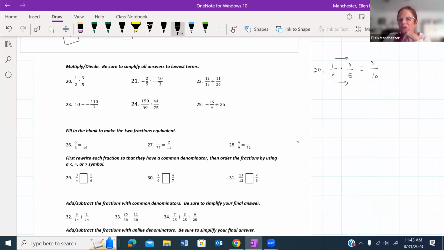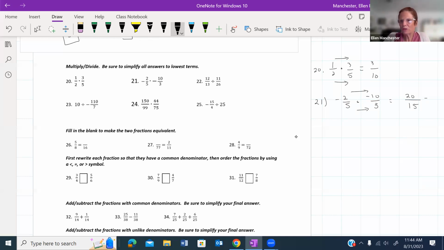Now, what I like to do is I always like to see if there's anything that I can do, what's called cross-canceling. Cross-canceling is reducing before you multiply. So when I multiply straight across here, I get 3/10. That's simplified, reduced down to the lowest term, so there's nothing else I could do. But if you look at number 21, 21 is -2/5 times -10/3. If I multiply straight across, which there's nothing wrong with, you can do it this way, I'm multiplying, so now your integer rules come in, a negative times a negative is a +20. 5 times 3 is 15. If I just multiply straight across, now I have to reduce.